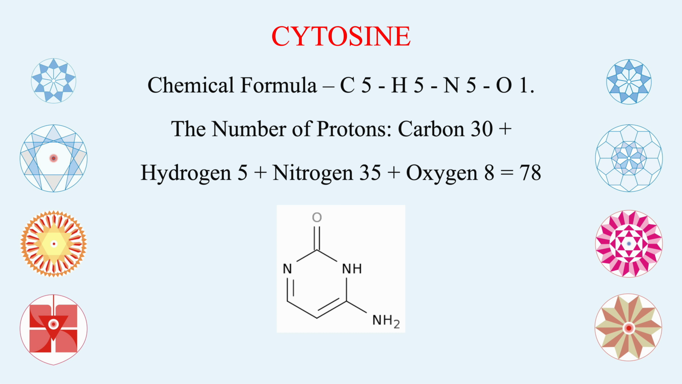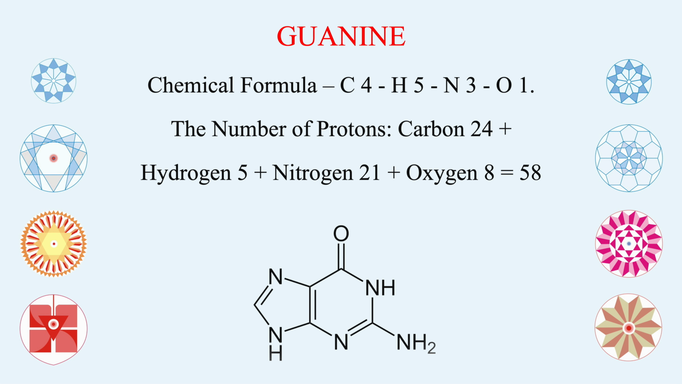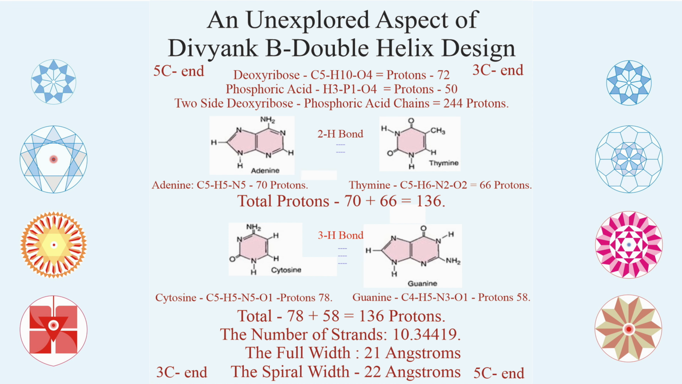Now cytosine has carbon 5, hydrogen 5, nitrogen 5, oxygen 1, and the number of protons is 78. Fourth in the line is guanine, and you have 58 protons from 4 carbon, 5 hydrogen, 3 nitrogen, and 1 oxygen. Now remember these things, because they are going to play an important role in bringing forth something which has not been explored till date. In this background, I've explained in ATP also, I'm explaining again.